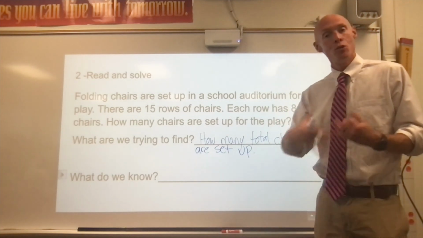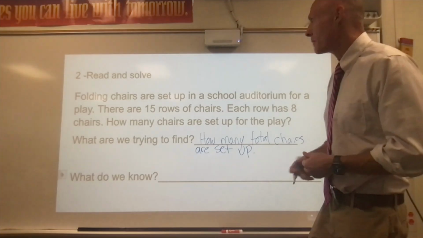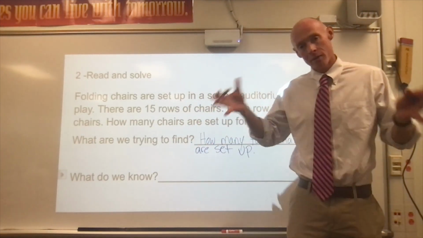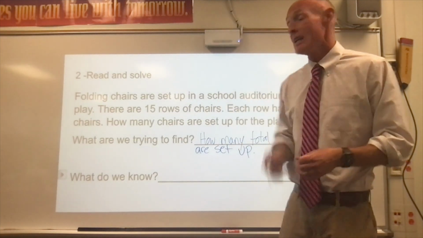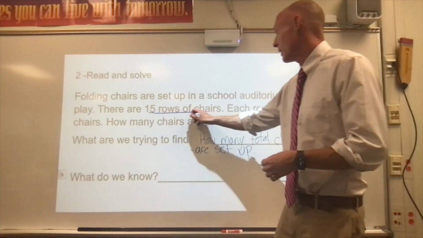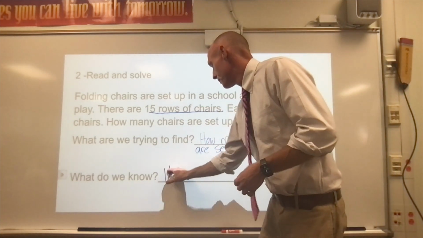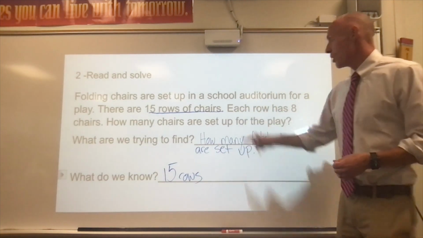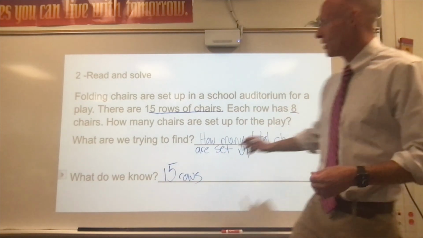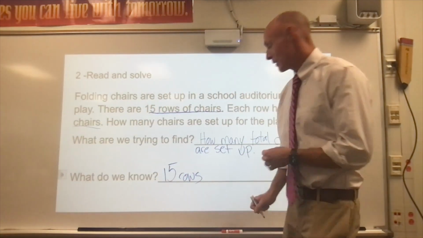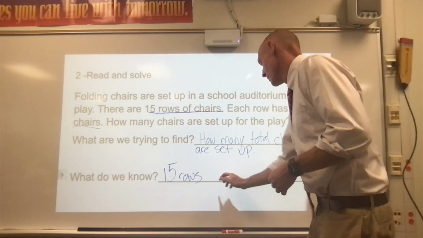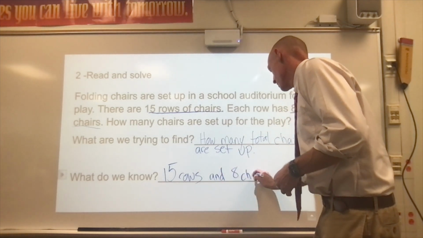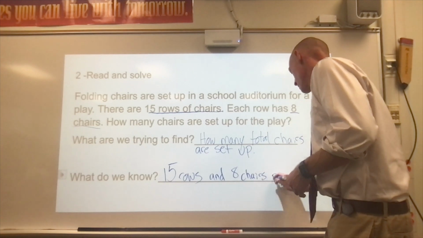Guarantee the problem gives you some clues. Let's look at what we know. Folding chairs are set up in a school auditorium for a play. Great, so we got folding chairs set up, all good. There are 15 rows of chairs. Aha, that's key. We have that there's 15 rows and each row has 8 chairs. Perfect, so we know that there are 15 rows and 8 chairs per row.